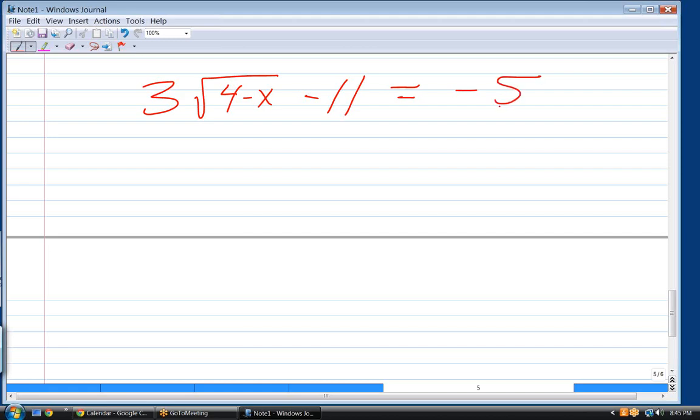Okay. When you have an equation that has a radical in it, the entire goal is to isolate that radical with the intention of squaring both sides once we do. Okay? So, let's go through what are the steps going to be to isolate that radical. Plus 11. Okay? So now I got, what next? Divide by 3. Okay.